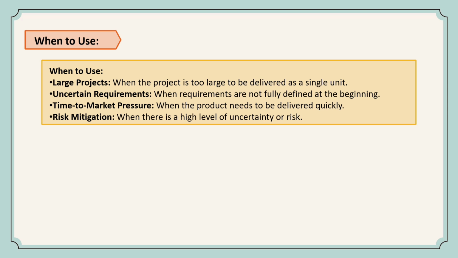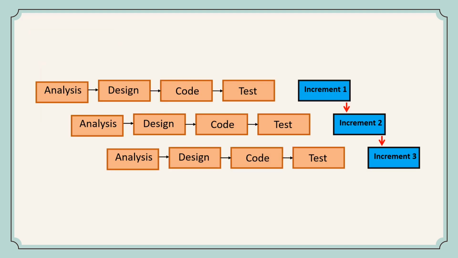Last is risk mitigation. When there is a high level of uncertainty or risk, the incremental model can be used to identify and mitigate risk incrementally. By breaking down the project into smaller increments, it becomes easier to manage and control risk.